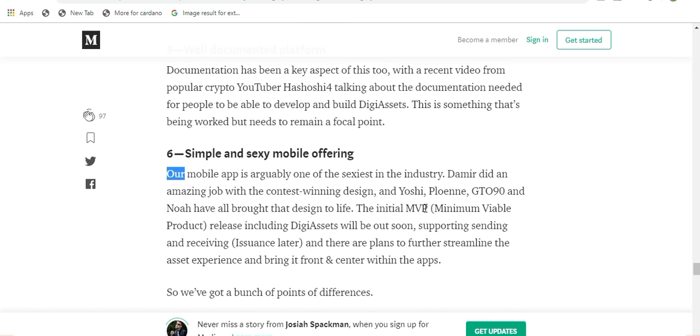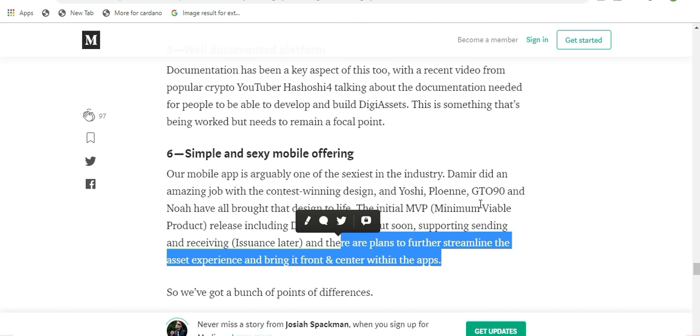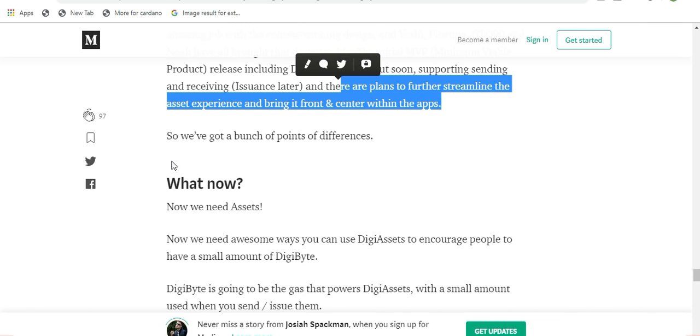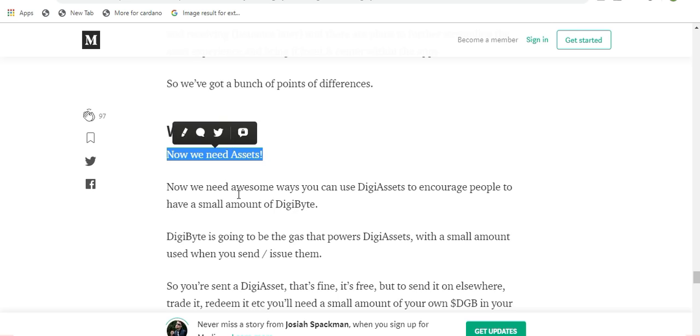The initial MVP, which is the minimal viable product release, including DigiAssets, will be out soon, supporting sending and receiving, with issuance coming later. There are plans to further streamline the asset experience and bring it to front and center within the apps. So we've got a bunch of points of difference. So what now? We just need assets.